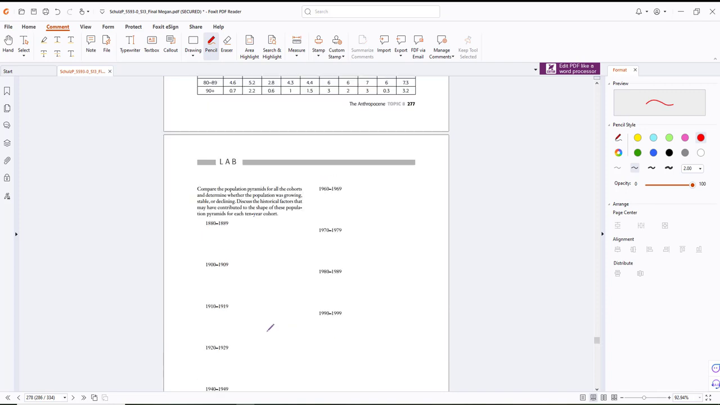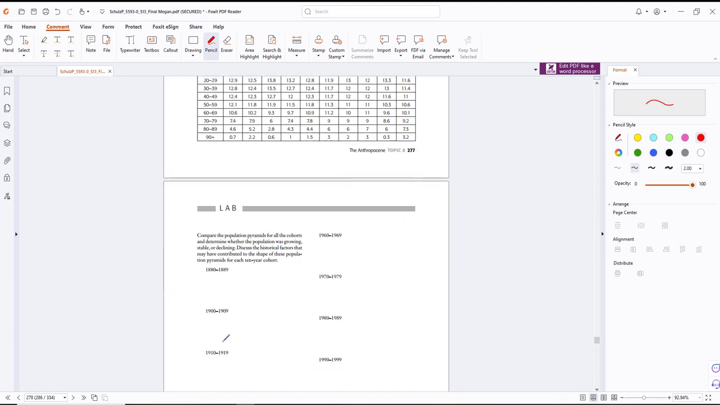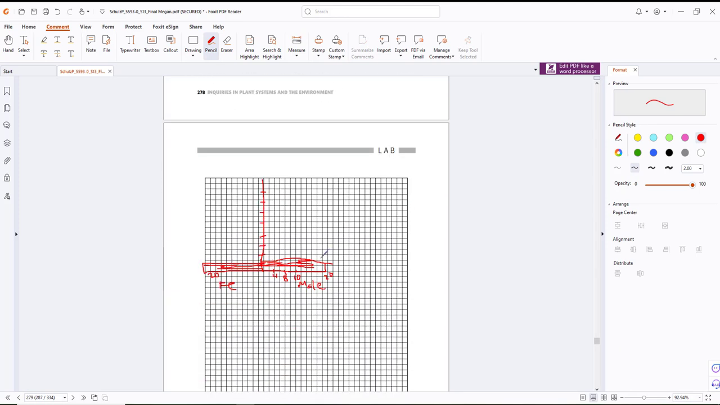And then for the 10 to 20-year-olds, you have 16.9% for the males, so that goes to about here. And then for the females it was like 18%, so that goes to about here. So basically you're building a little pyramid. It'll look something like this.